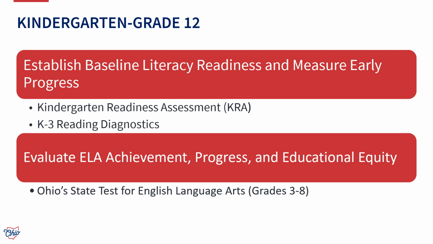high-dosage tutoring. Also consider evaluating English language arts achievement, progress, and educational equity. Ohio State test for English language arts in grades 3 through 8 can be analyzed to determine whether students are learning and meeting grade level standards. Breaking down the data by subgroups can help districts and schools ensure instructional strategies are inclusive and meet diverse student needs.